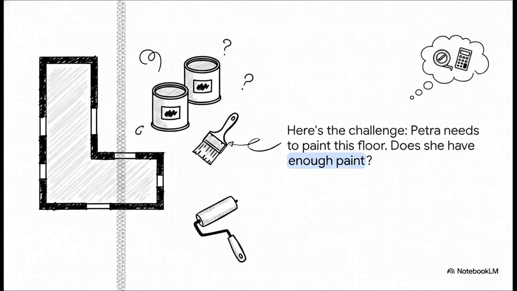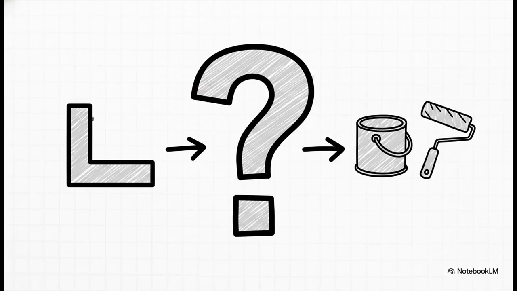So, here it is. This is our challenge. We've got a plan of an L-shaped floor, and our friend Petra needs to paint it. She has 3 tins of paint. The big question is, is that going to be enough to cover this whole area? Let's figure it out. Okay, the best way to attack a problem like this is to break it down into 2 smaller, much easier questions.